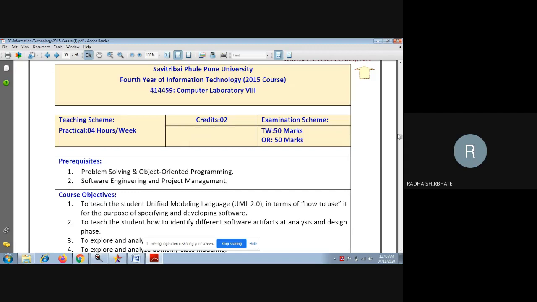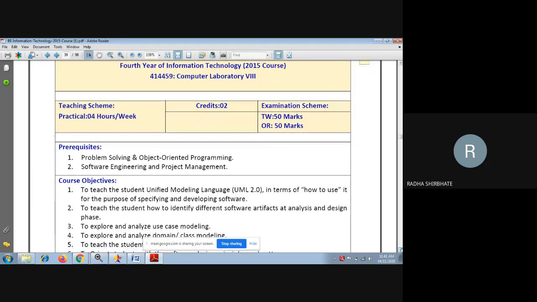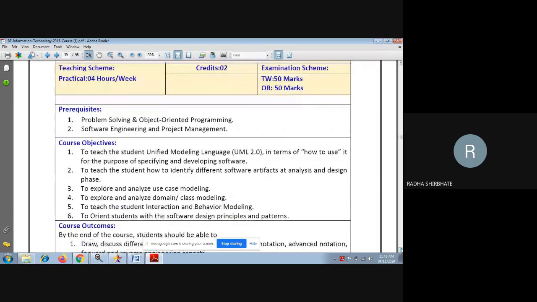50 marks. The prerequisite for this particular subject is problem solving and object oriented programming, where you must be clear with your object oriented concepts, which include class, object, polymorphism, inheritance, abstraction. Similarly, you must have basic knowledge about software engineering and project management, which we already covered in our previous semester.